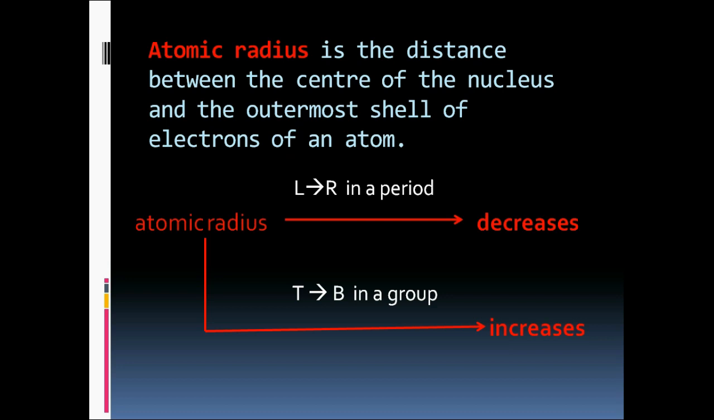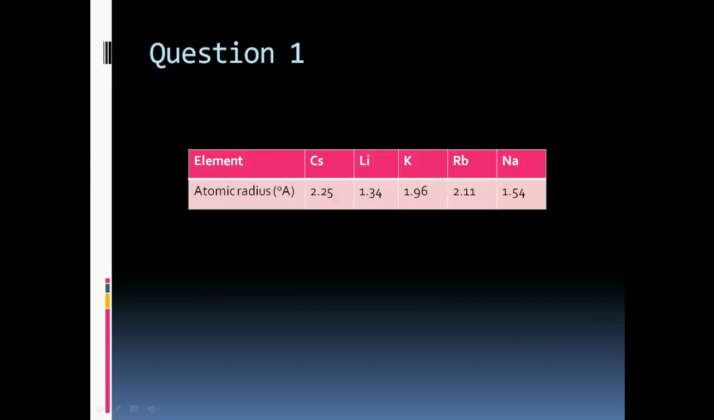Periodic trend. Left to right across a period, as we know that nuclear charge, that is the number of protons, increases, thereby bringing the outermost shell closer to the nucleus, and hence the size decreases. Whereas on moving from top to bottom, there is regular addition of shells which outweighs the increased nuclear charge, and hence size increases. Now, please pause the video and try to solve the question.